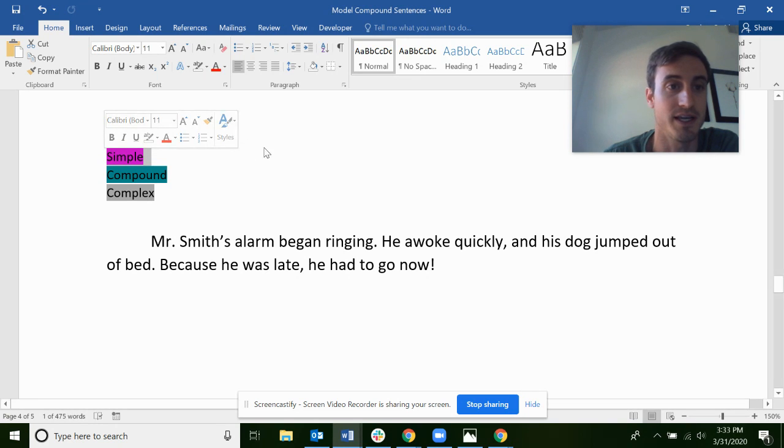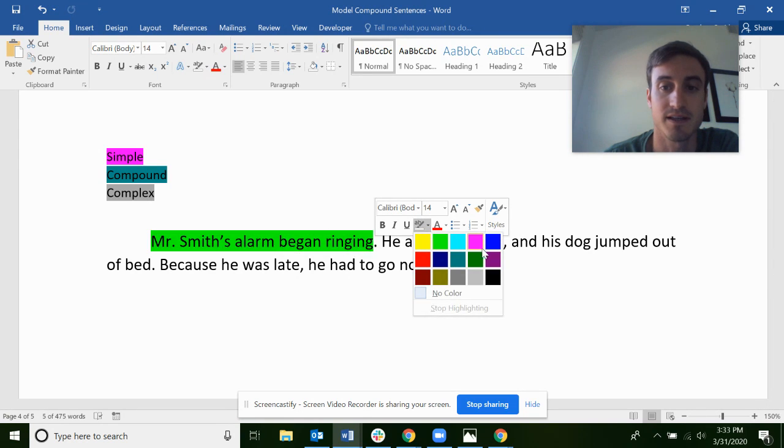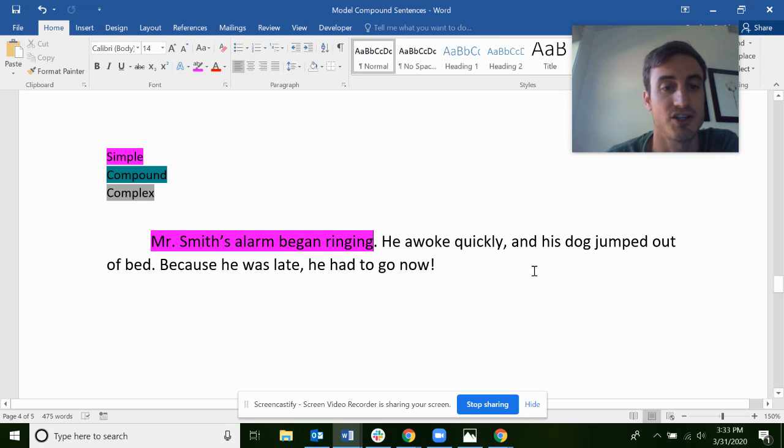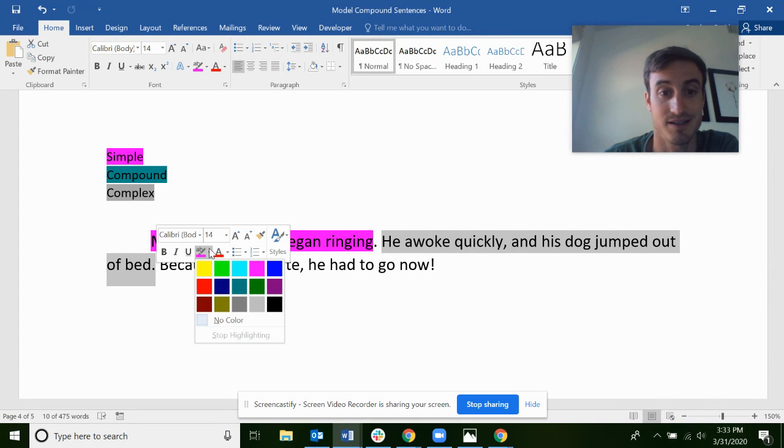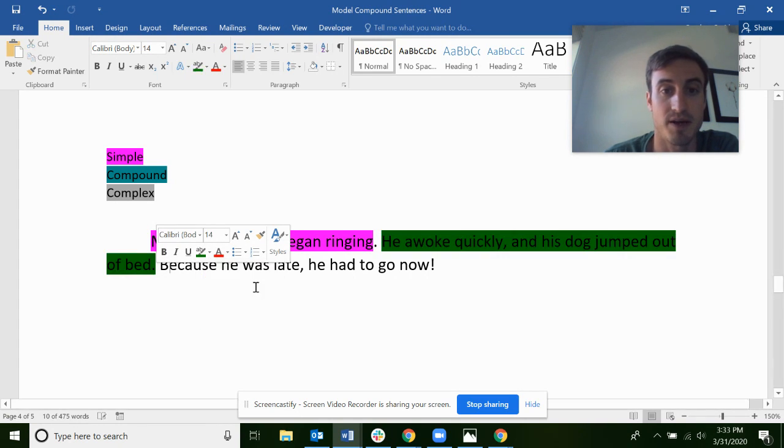Mr. Smith's alarm began ringing. That's a simple sentence. It's got one subject and one action. He awoke quickly and his dog jumped out of bed. First of all, you know this is a lie because my dog does not sleep in bed with me. This is a compound sentence.